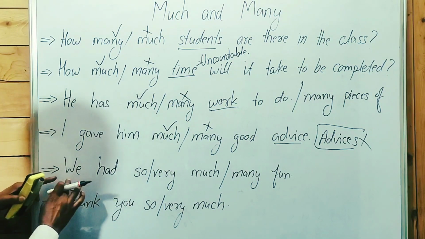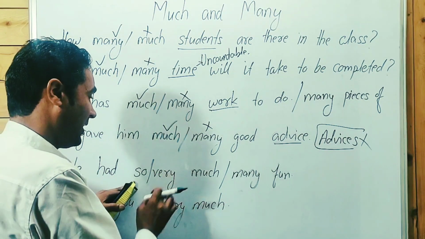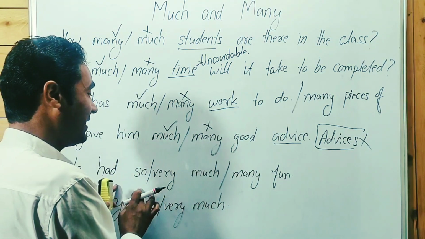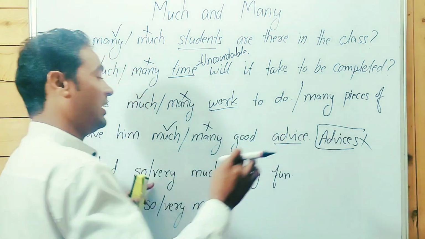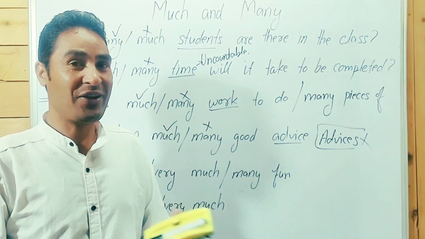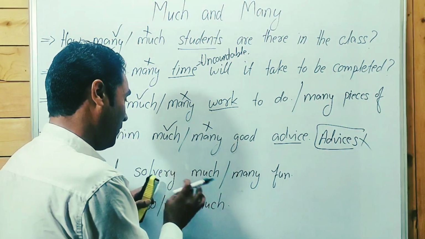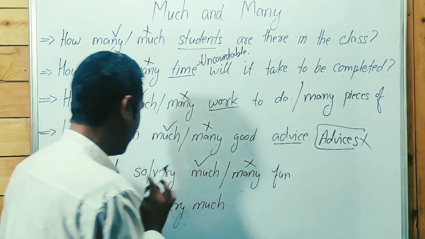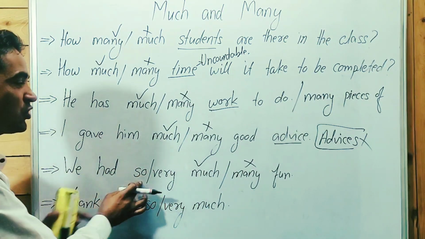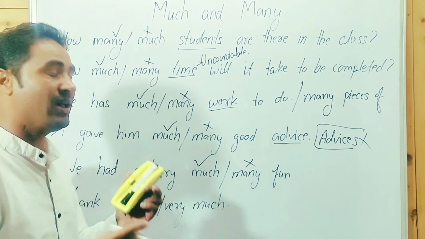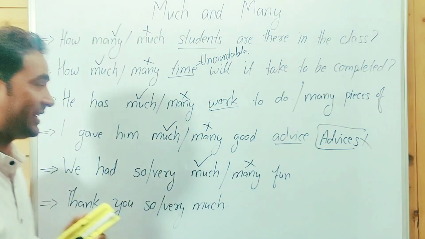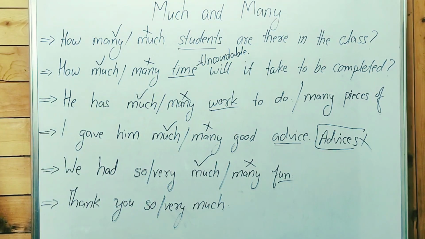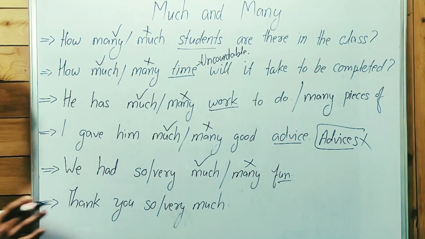We had so much and many fun. We had very much and very many fun. We haven't heard about it. Very many fun, no, it's incorrect. We have to say very much and so much. We had so much fun, and you can say we had very much fun. Both the sentences are correct because fun is an uncountable noun.